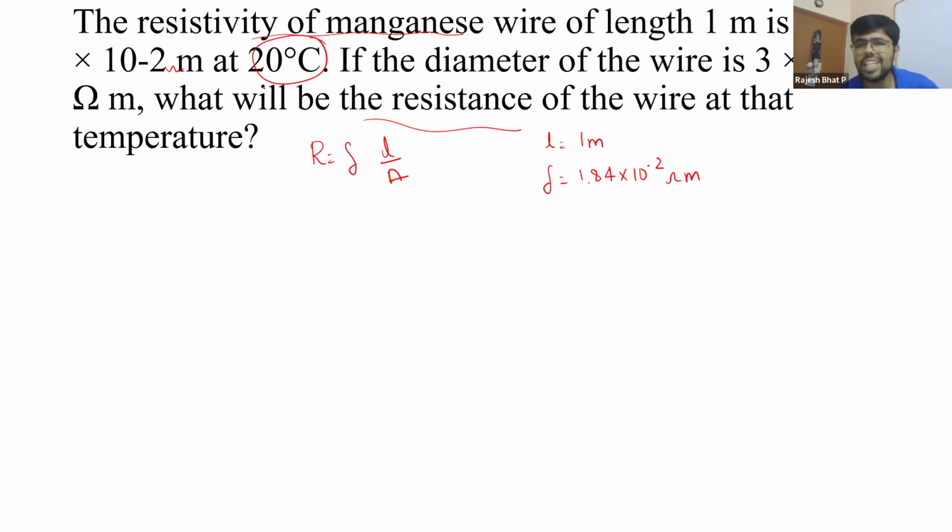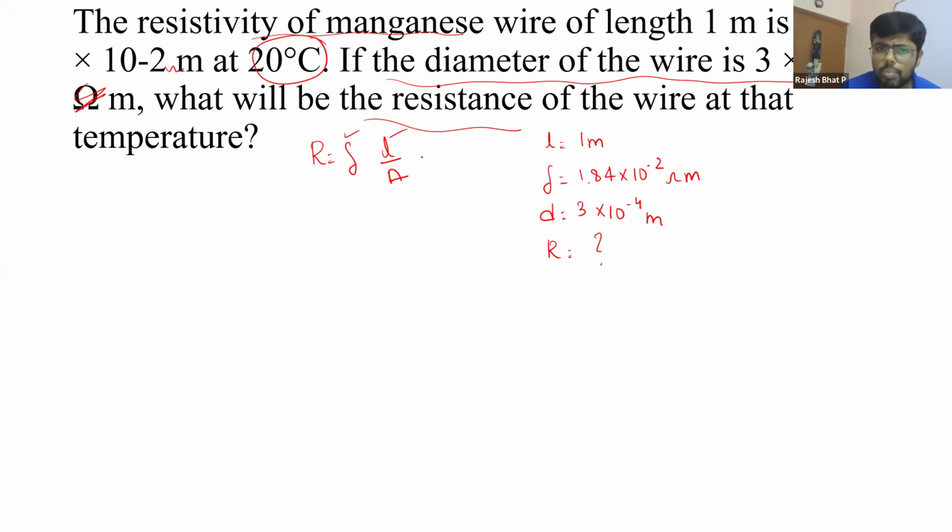Don't worry about this degree Celsius. Okay, in Ohm's law we studied at constant temperature. So at that constant temperature, this is working. Next, diameter of the wire. Diameter of the wire is 3 into 10 power minus 4 meter. Find the resistance. Now everything is direct, correct?